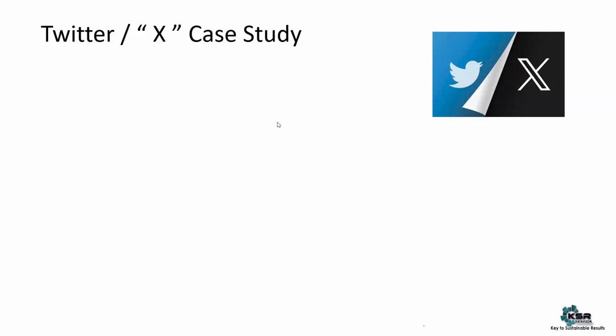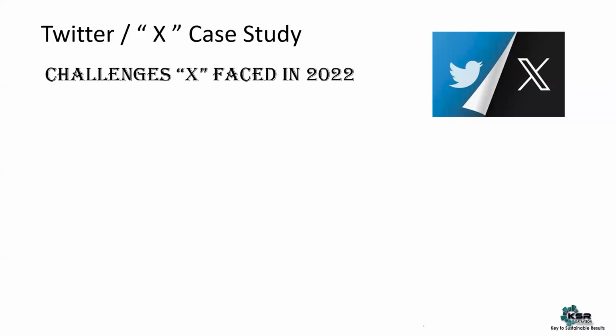So what were the challenges faced by Twitter in 2022 when Elon Musk took over Twitter? There was a drastic change in the market presence because Twitter had many fake accounts, many bot accounts also. So that was the first challenge Elon Musk had.